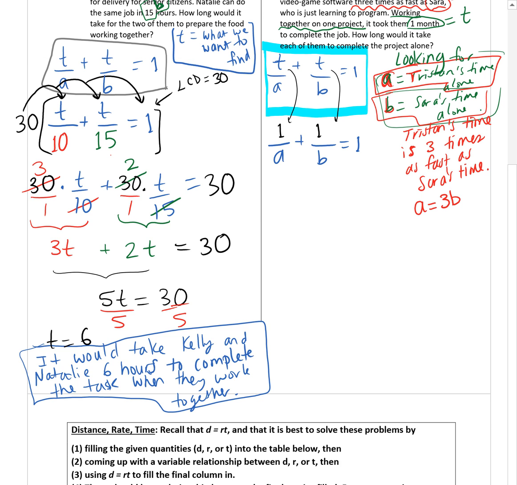Because remember, A and B, they don't represent how fast you're working. It's not the speed. It's how long it's taking. You know, how many hours. So I think what I need to do is translate that into time. Because that statement, the red statement we just wrote, Tristan's time is 3 times as fast as Sarah's time, that's more like his speed, how fast he's working. That means, in other words, that Sarah is going to take 3 times as long as he will.